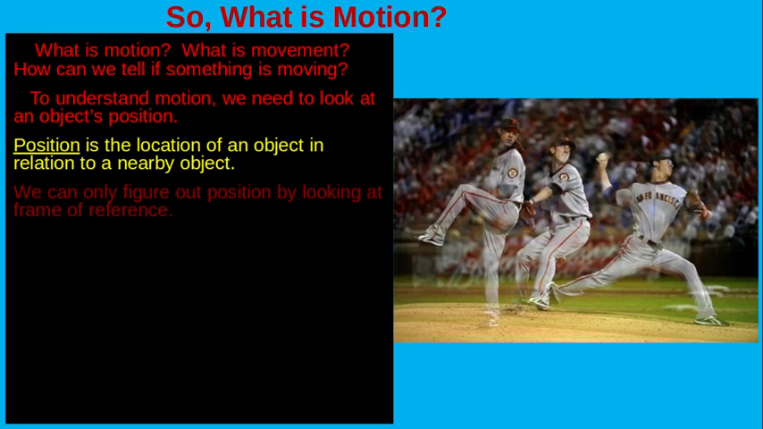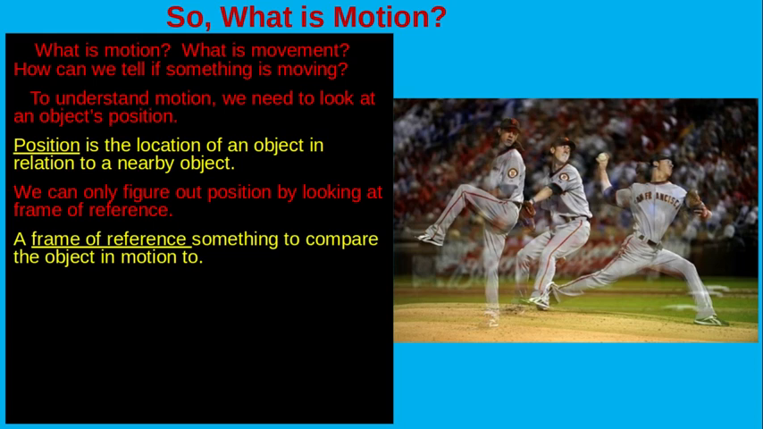We can only figure out the position by looking at the frame of reference. Now, the frame of reference is something to compare the object in motion to. In this case, we have the pitcher here, right? And we think that he's moving because this is three shots laid over each other. So he's starting out right here, winding up, and moving all the way down here. But how do we know that? Because if this was a black background, we couldn't tell that he's moving.